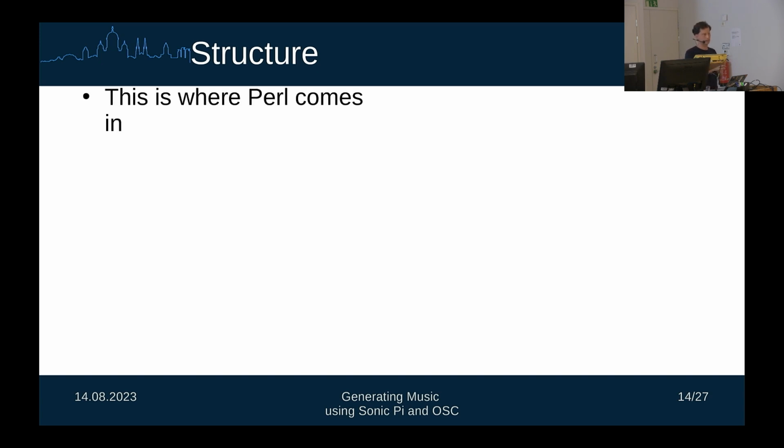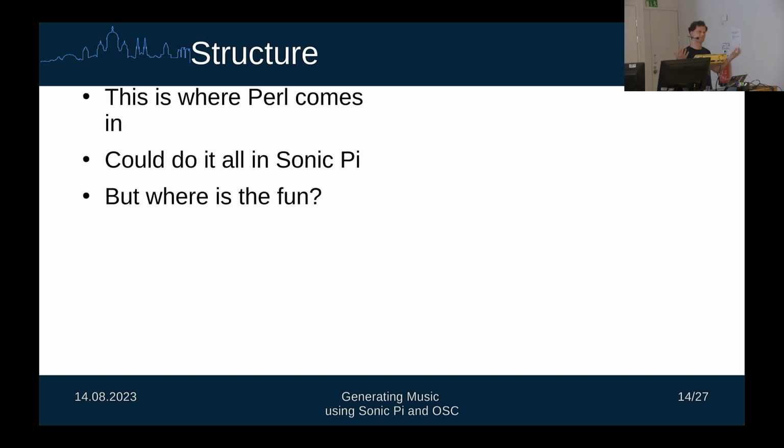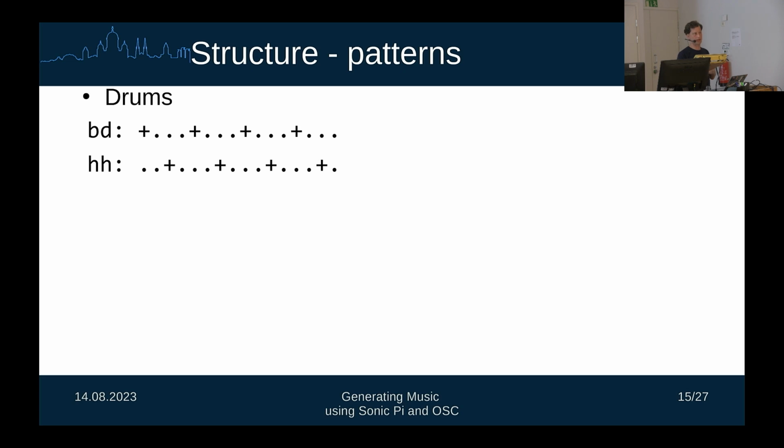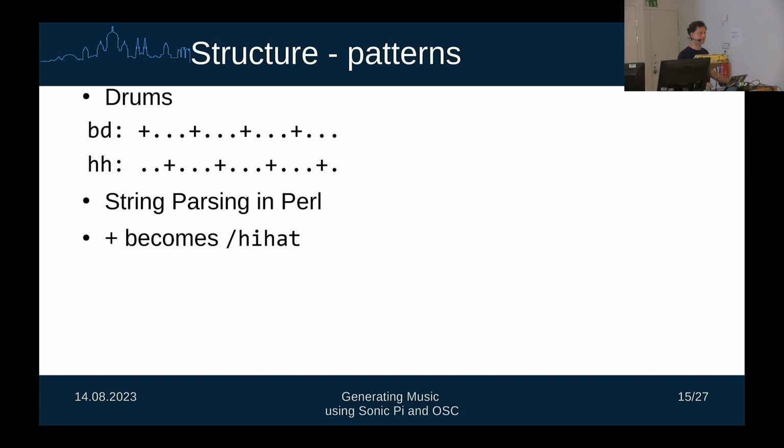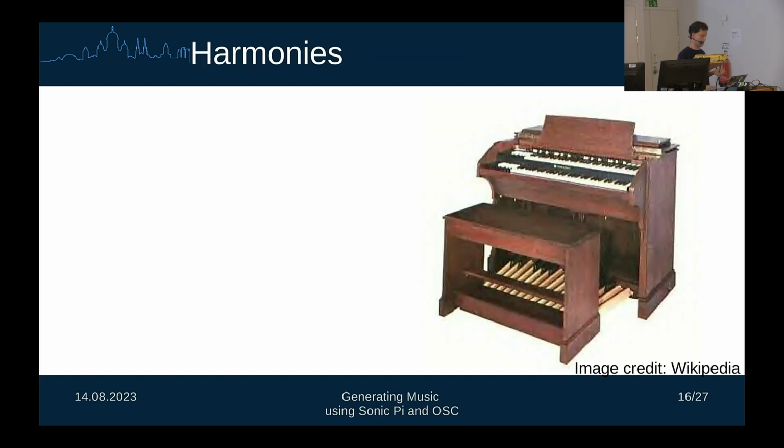So we can now produce sound, but I don't only want to produce sound or tones. I want to have some structure. And this is where Perl comes in. I could do most of this directly in Sonic Pi, but that's not really my idea of fun. I find Perl more fun. So I want to create patterns, for example drum patterns, simply specified as a string. For drums, a real percussionist can produce different tones from a single drum, but not me. So a simple plus for play this instrument, and a dot for don't play this instrument is enough. And Perl is good at string parsing, so that's easy. And I define the /hi-hat endpoint for the hi-hat, and that's it.